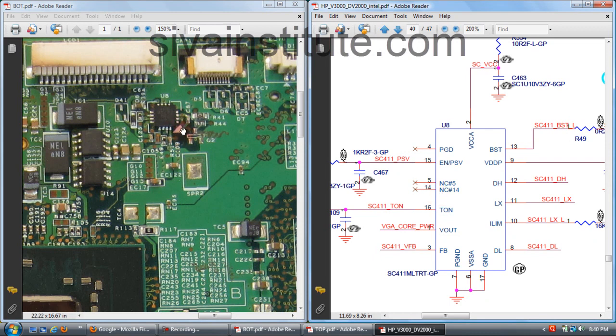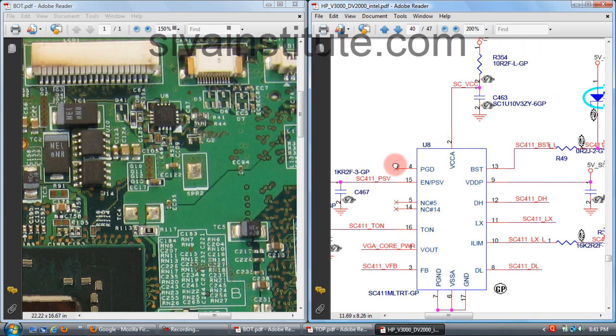See here, this is the mark. Pin number 1, 2, 3, 4. You should check from here, pin number 1. Total 4, 4, 4, 4. Total 16 pins. Pin number 1, 2, 3, up to 16. Just like this one, U8.